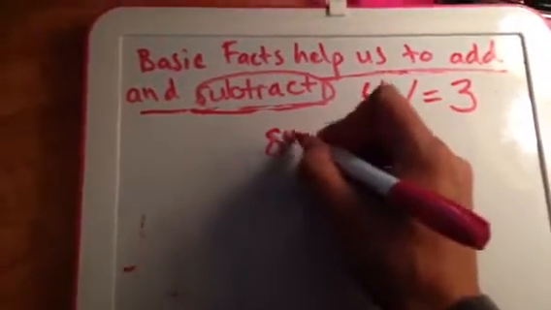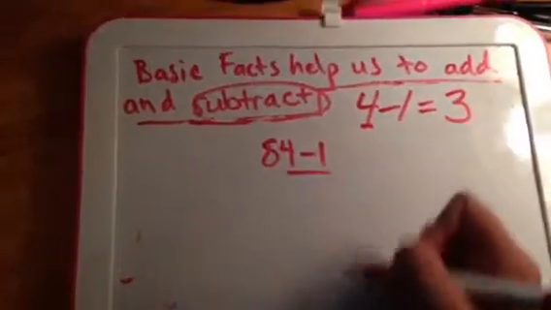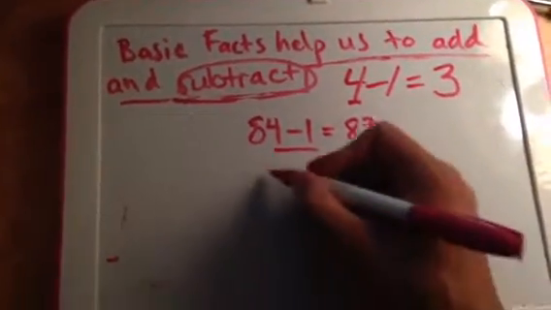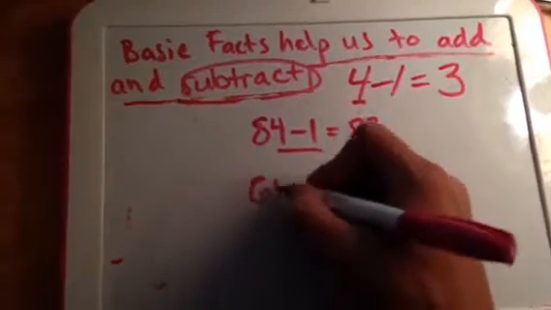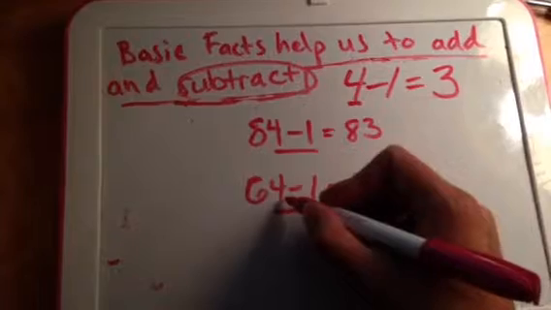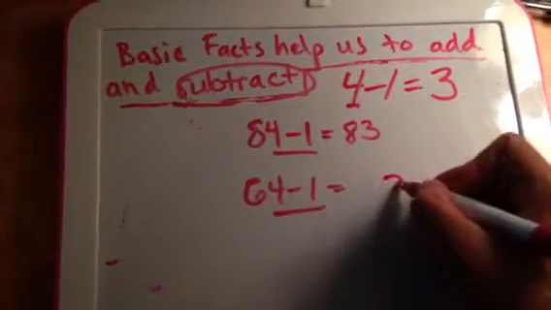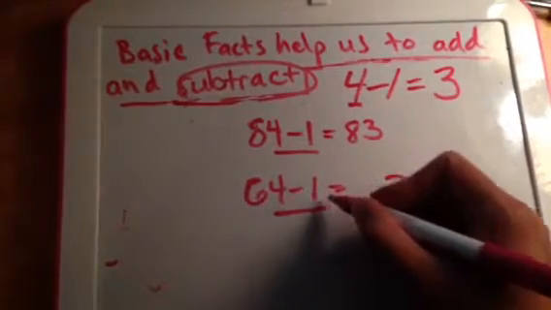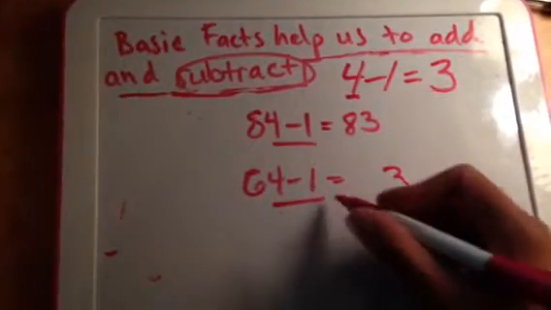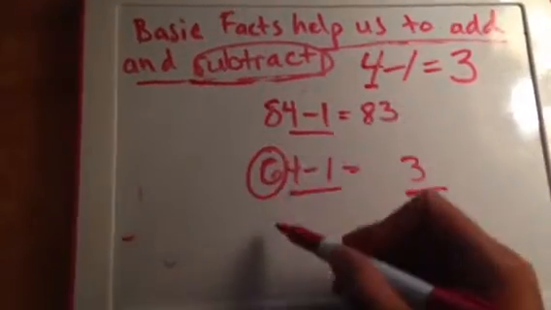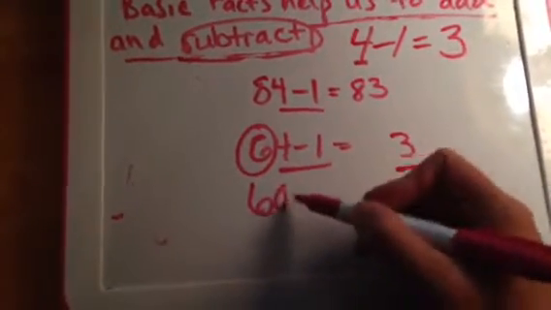Let's do 84 minus 1. That's the basic fact. Equals 83. What about 64 minus 1? Here's my basic fact. I'm going to look here first. 4 minus 1, that's 3. So I'm going to put that 3 down in my ones place. But I have to remember, I've got a 60 living out here.